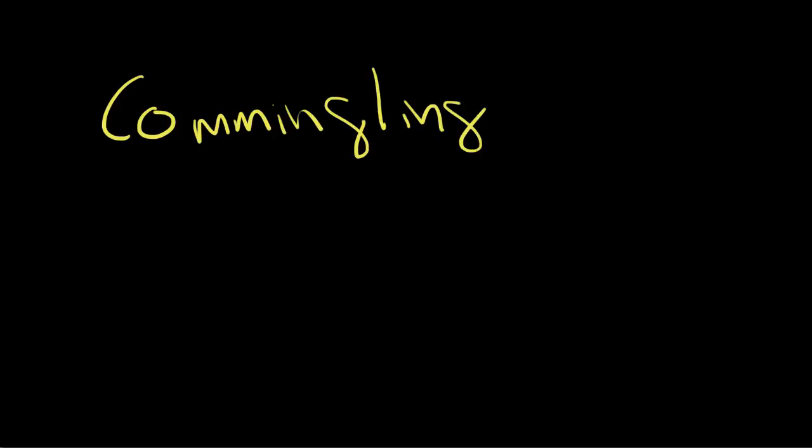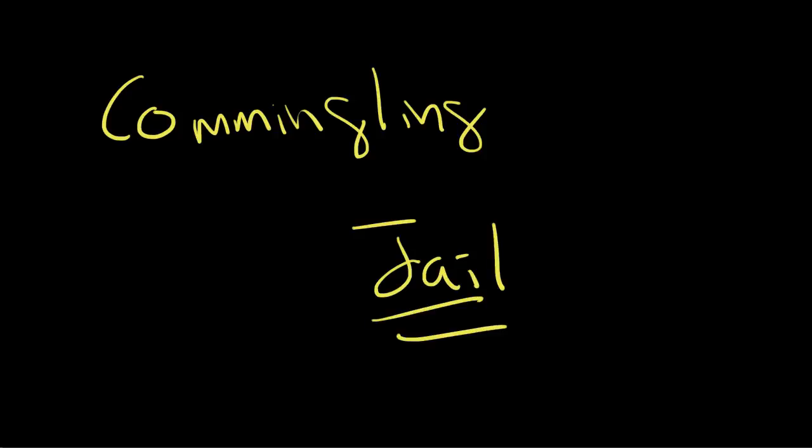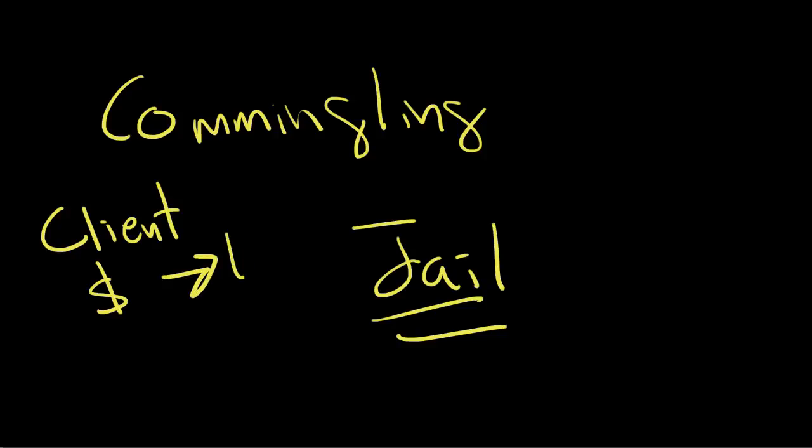Let's write that one down. Ooh, that is a serious one. Commingling. Very serious. This could land you in jail. This could be big, big trouble. This basically means that you're taking money that belongs to the client, it's client money, and you're taking it and you're going to, I don't know, Vegas. And if you do that, you're going to go to jail. So it's a criminal offense.